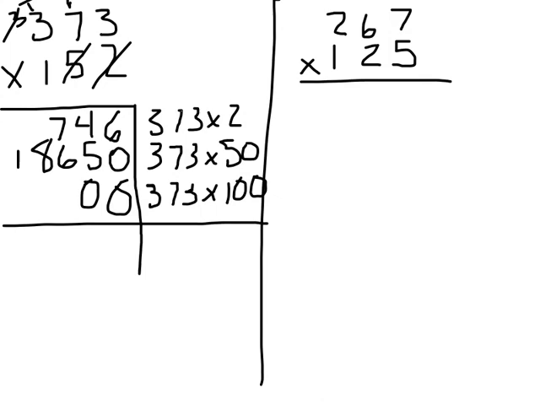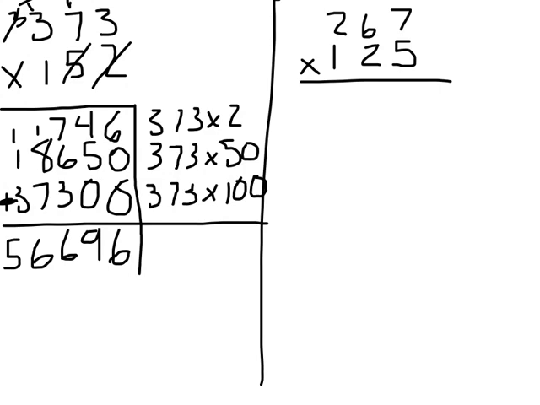What's 1 times 3? It's 3. What's 1 times 7? It's 7. What's 1 times 3? It's 3. Now I can add my partial products. What do I get when I add my 3 partial products? 373 times 152 is 56,696. Now you try one.